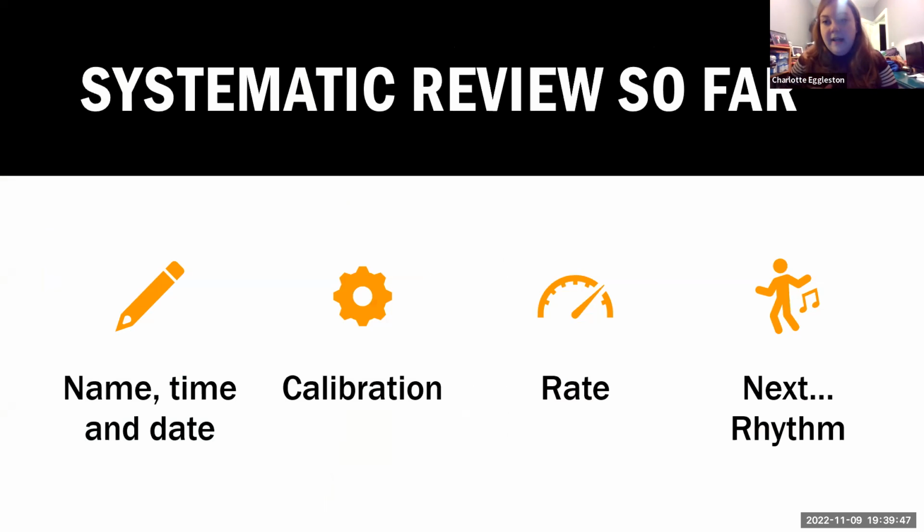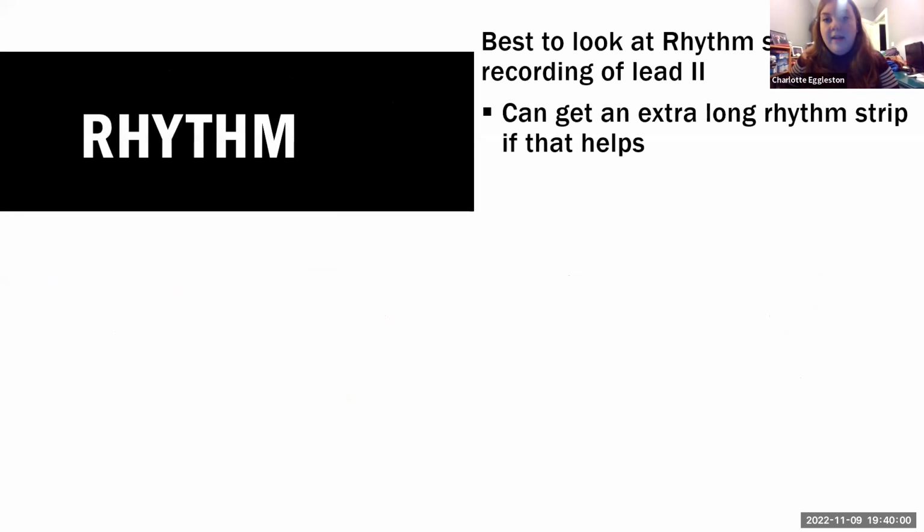So far we've done our name, time, date. We'll check the calibration as 25 millimeters per second and 10 millimeters per millivolt. We've done our rate, and next we'll do our rhythm. So for our rhythm, it's best to look at that 10-second strip because then you can tell if it's a bit more difficult between our leads because it's moving from lead to lead at the top.